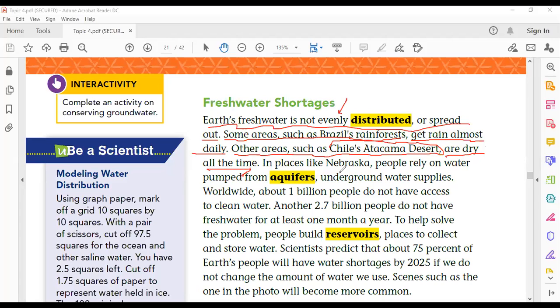In places like Nebraska, people rely on water pumped from aquifers. What is an aquifer? An aquifer is an underground water supply. This word means underground water supply. The aquifer always lies under the ground. Look here. To understand what an aquifer is, this is the surface of earth.